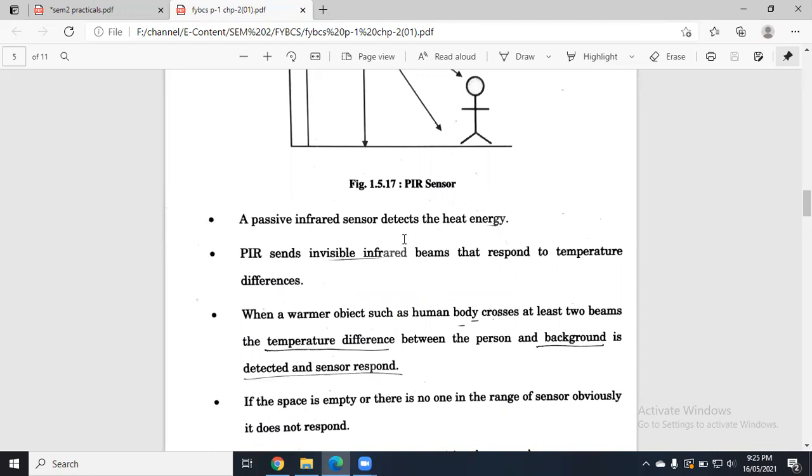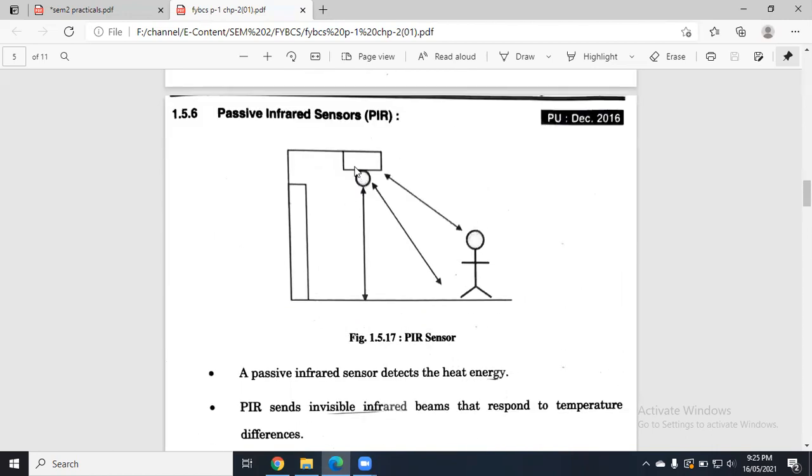PIR sends invisible infrared beams that respond to temperature differences. Now what is going to happen? Now see this. If this is your PIR sensor, this entire thing is nothing but your PIR sensor. It continuously sends infrared rays out of it. Okay, it continuously sends the infrared out of the sensor. Now in the range of that infrared, if any warm object comes, then what is going to happen? That infrared is going to strike back to the sensor.